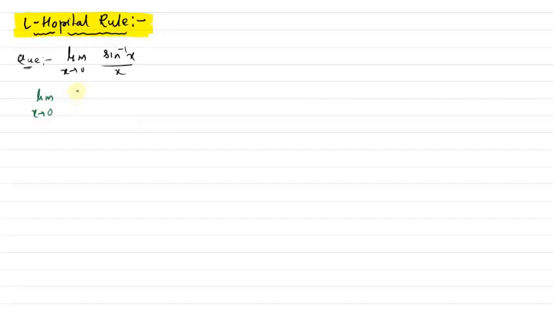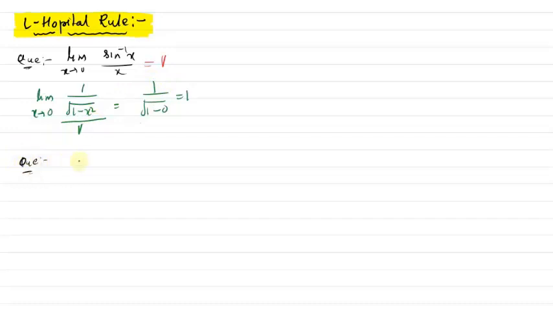Now if you differentiate sine inverse x, what is the differentiation of sine inverse x? 1 by under root of 1 minus x square. That is, you have differentiated the numerator. Now differentiation of x in the denominator will be 1. Now if you directly substitute the value of x as 0, what do you get? 1 by under root of 1 minus 0. That will again yield the same result that we used to get from the use of the standard limit, that it was equal to 1. So this is how your LH rule works. Let's have a look at some more questions.